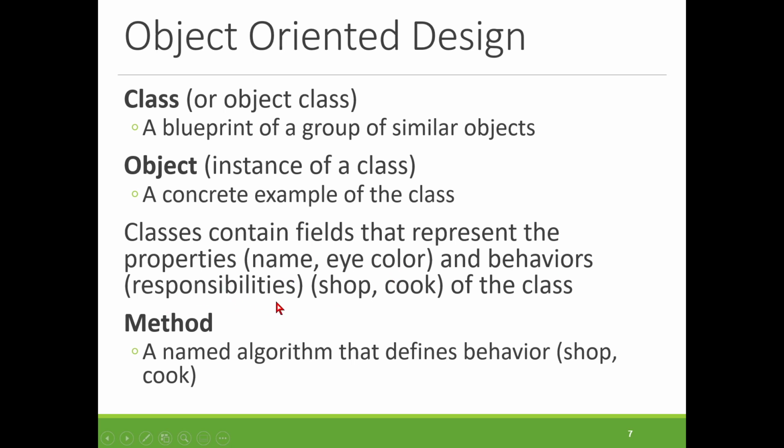Behaviors, responsibilities, methods, functions, these are all basically the same thing. What can an object of the class do? So a method is one of the ways to talk about these behaviors. A named algorithm that defines behavior, like shop and cook. So this is just like, what can the class do? The method is an action, whereas the properties are information.